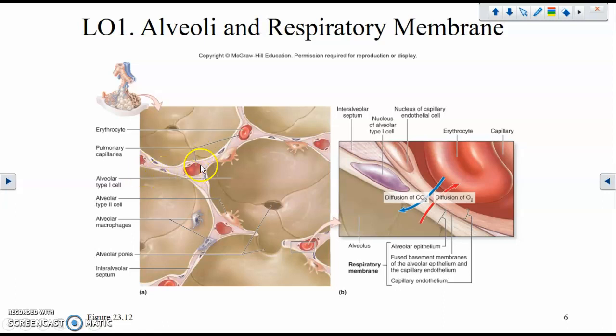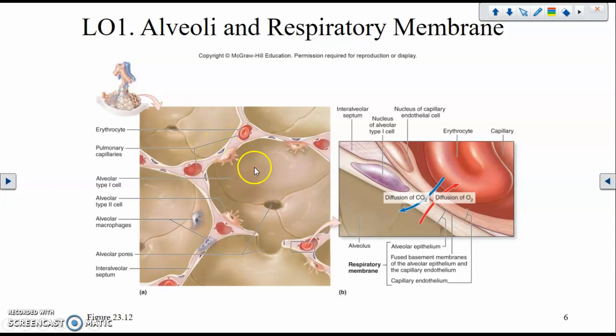If you look closely at the alveolus, it is simple squamous epithelium. If you look at this one, these are cells. This type 1 cell is an epithelial cell, so this is simple squamous epithelium. Then you have a type 2 cell. Type 2 cells are not macrophages, my mistake, they are surfactant producers. They create a fluid called surfactant. So type 2 creates surfactant, and type 1 is the simple squamous epithelium.